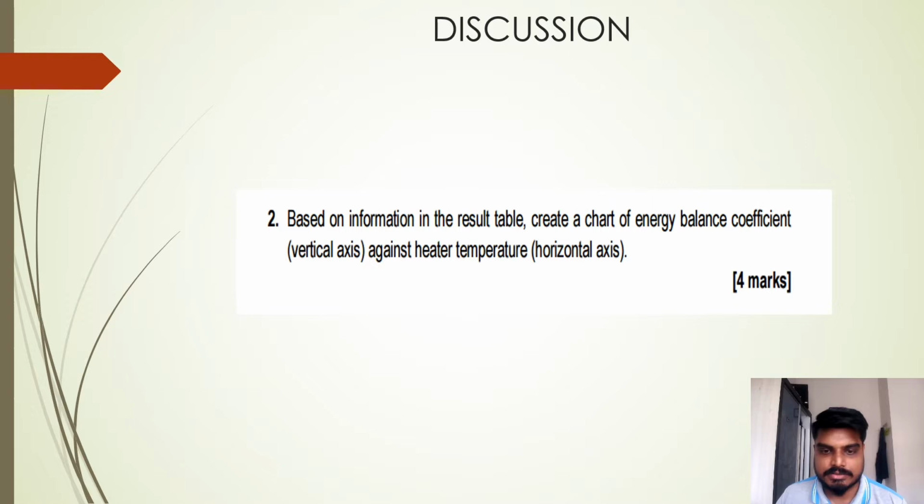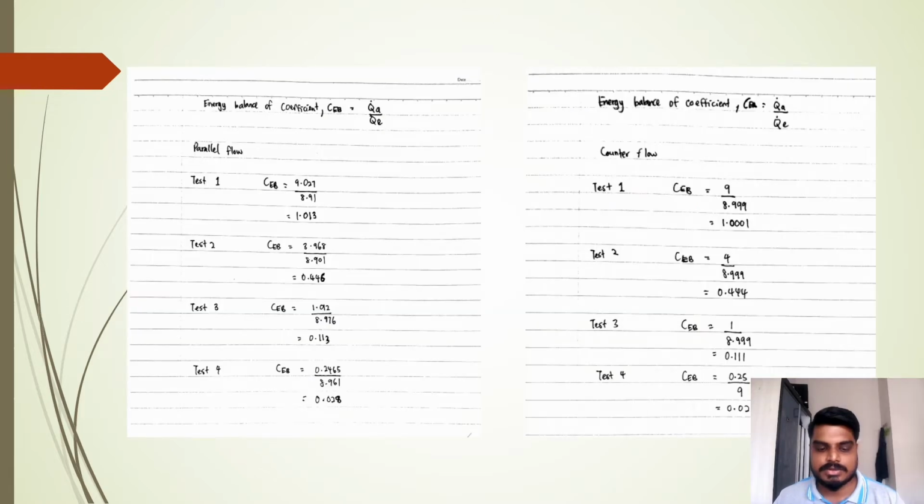For the second question, we need to create a chart of energy balance coefficient against the heater temperature. To create the chart, we need to find the energy balance coefficient for both parallel flow and counter flow. The formula for energy balance coefficient is CEB equals the rate of heat transfer of A over the rate of heat transfer for E. This is the energy balance coefficient for parallel flow and counter flow.